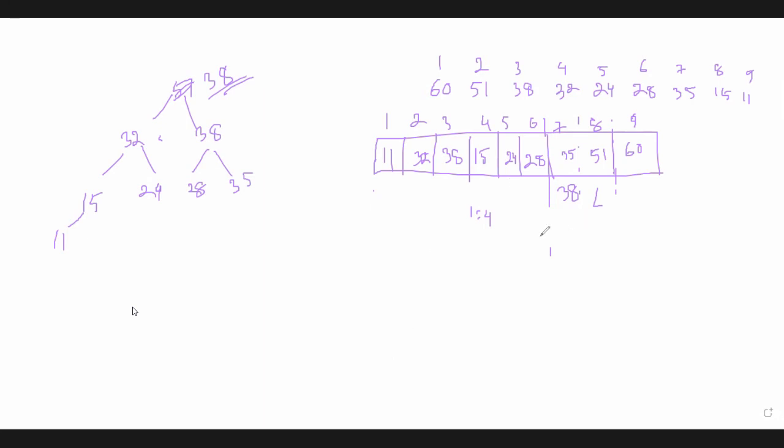So you can check it. You can delete all the nodes, then you get the sequence. In the rightmost position, 60 will be stored, and then 51, then 38, after that 35, and 28, 24, no, there's one more node, 32, 28, 24, and 11. After deleting all the nodes, this will be the array. Is it clear how we can delete the node from the max heap?